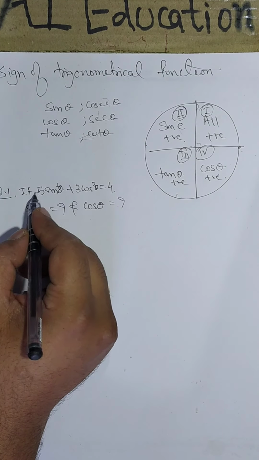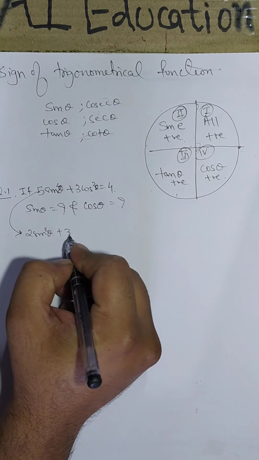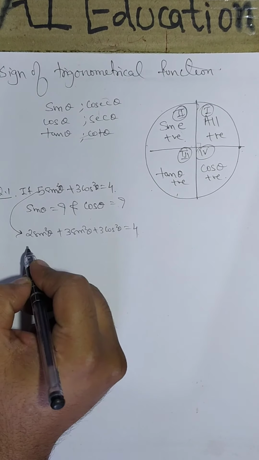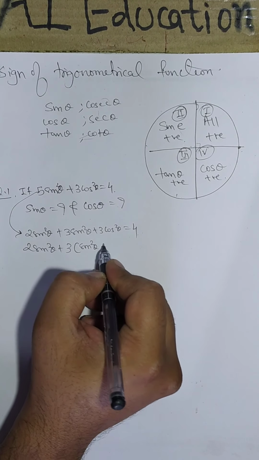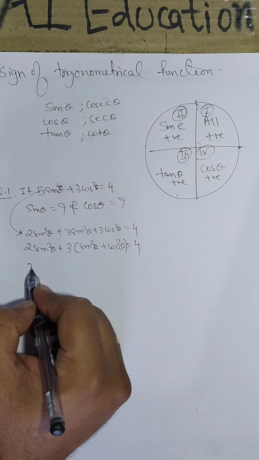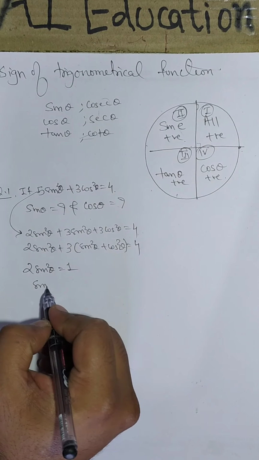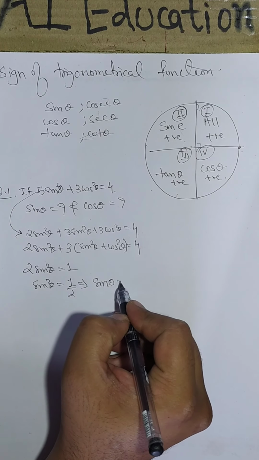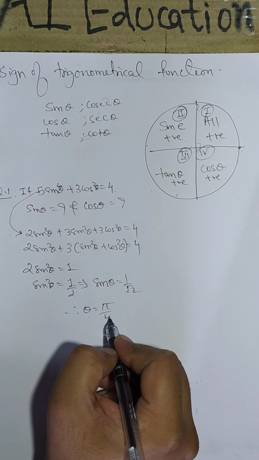So simple. Taking the question, this can be written as 2 sin square theta plus 3 sin square theta plus 3 cos square theta is equal to 4. Taking 3 common, sin square theta plus cos square theta, this becomes 1. So 2 sin square theta, with 3 shifted to this side, is 4 minus 3, which is 1. Sin square theta is 1 by 2, which leads to sin theta equal to 1 by root 2. Therefore, we conclude that theta is equal to pi by 4.